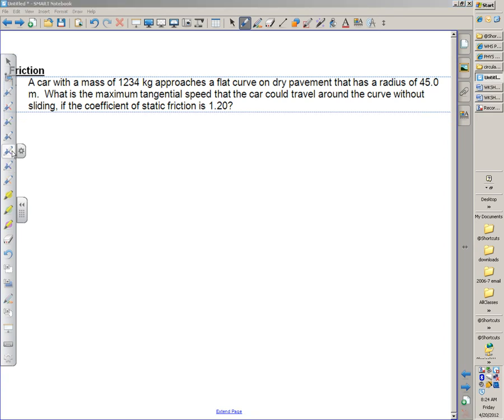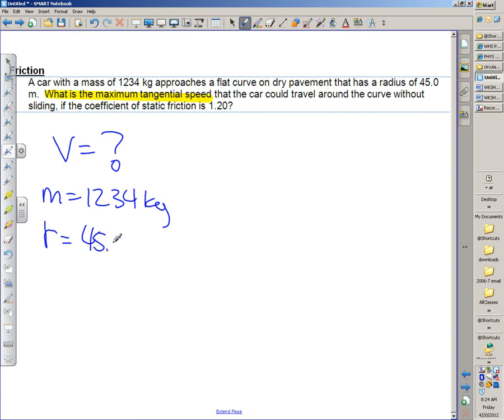So we start at the beginning. What is this question actually asking us for? It's asking us for tangential speed, right? What is the maximum tangential speed? V equals question mark. Things we know: they give us the mass of the car, 1,234 kilograms. They gave us the radius of the curve being 45.0 meters. And then they give us a coefficient of static friction equal to 1.20.